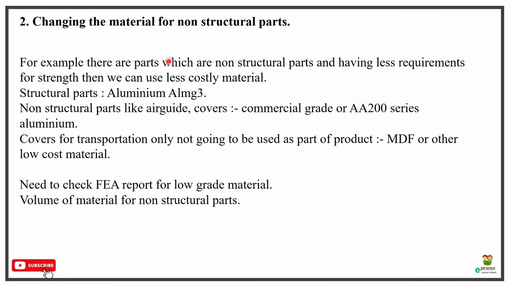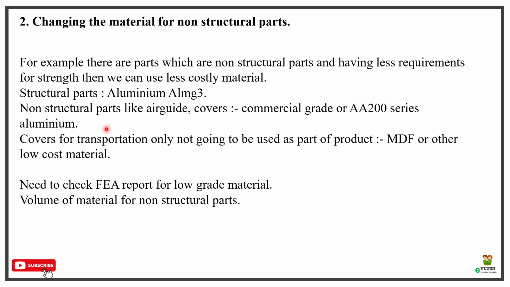Then, changing the material for non-structural parts. For example, there are parts which are not for structural purposes. Those parts have lower requirements for strength, and we can use a less costly material. Here we have one example where we have structural parts made of aluminum ALMG3, which is equivalent to aluminum 5052, a very costly material.